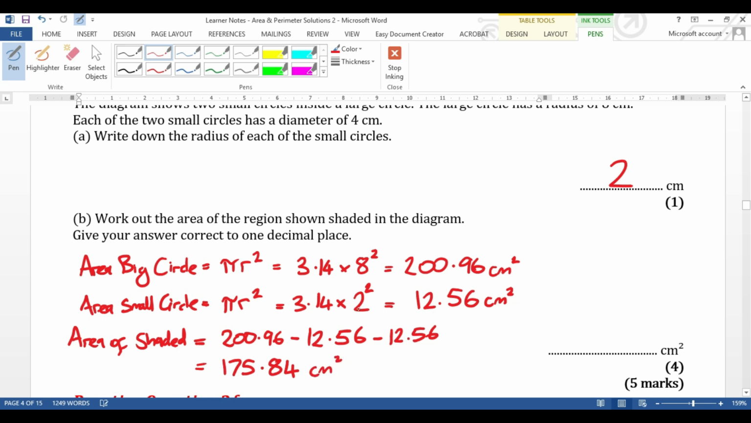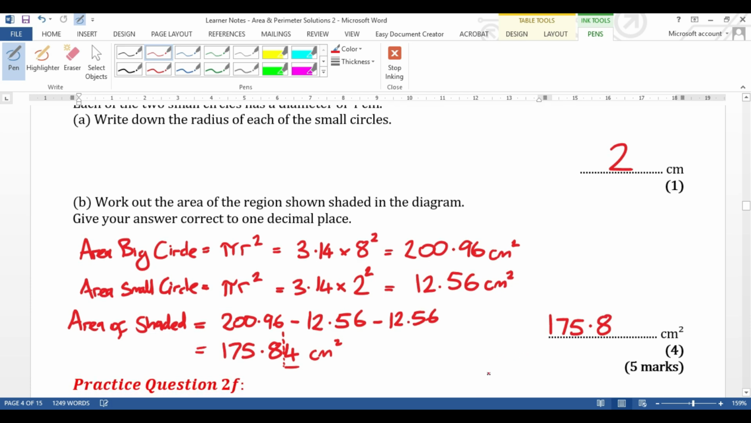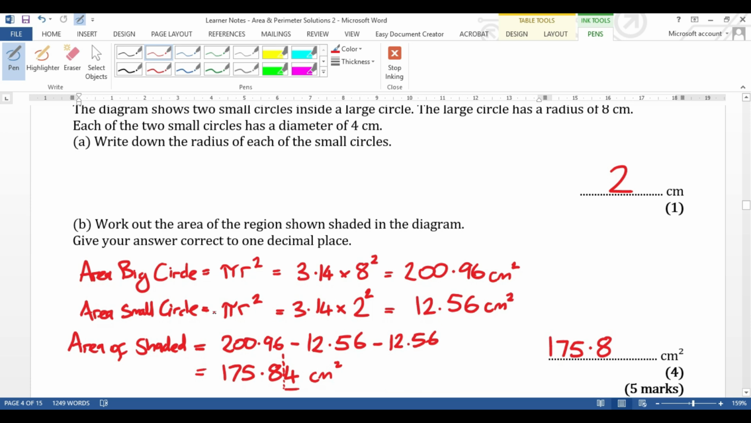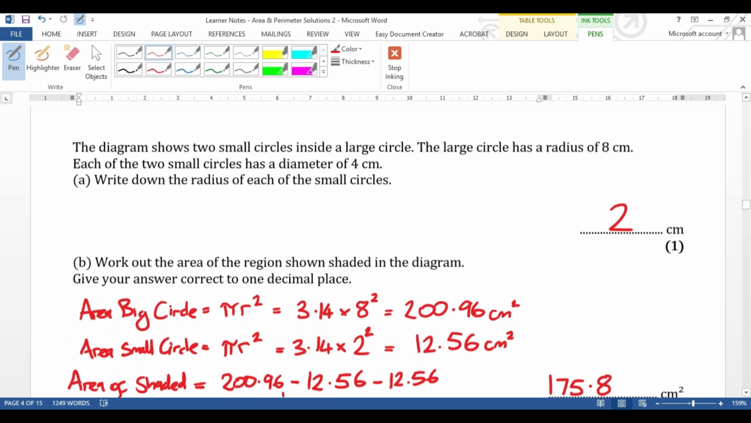Centimeters squared. Give your answer to one decimal place. So there's my dotted line, so that's going to help us decide. And because that's less than 5, that's going to stay the same. So that's going to be 175.8 centimeters squared. You can put that on the dotted line. Yep, hopefully you got the same answer. You could have done it slightly different to me, but you should get the same answer though.